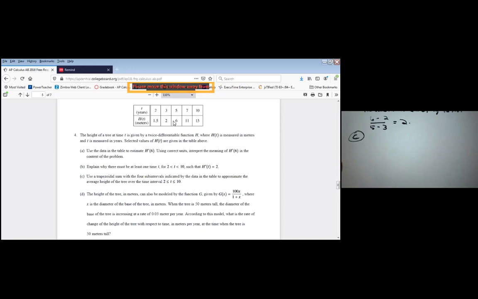Yeah, I think that works too. I mean, because it's all still an approximation. I think they would give you credit for both of those. Okay, got it.